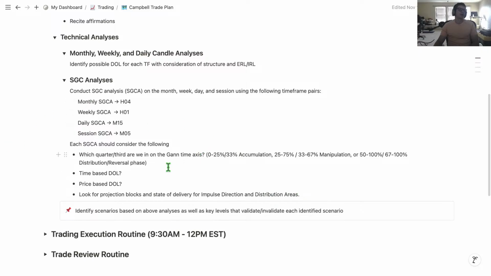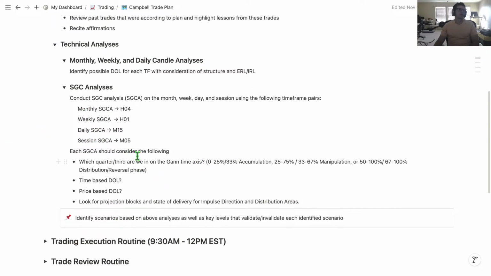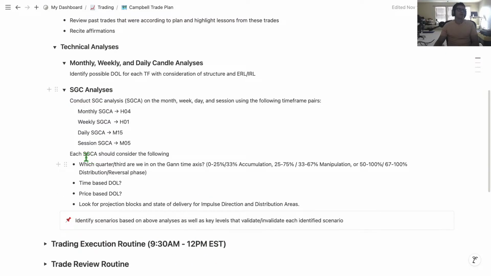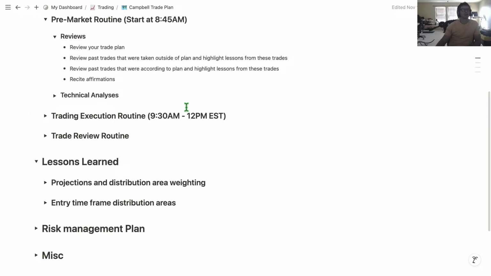So with all of that, look for scenarios that could be playing out based on those analyses, and really wait for the scenarios to align in some way where it makes sense for effectively the session analysis. The session time frame aligns with some of the other gann concept analyses. And that's what I do in the pre-market.